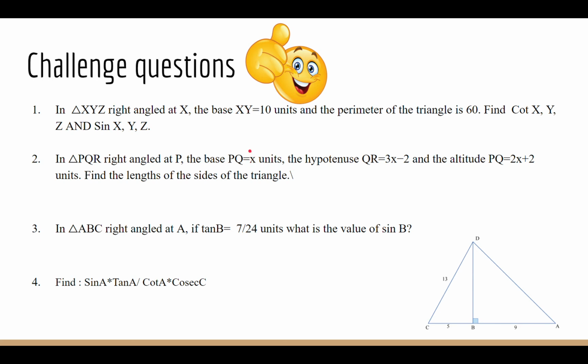So, for example, if x is 5, I haven't worked it out right now, but for example, if x is 5, the base is 5, QR is 15 minus 2, which is 13, and the altitude is 12. So this is just an example. These aren't the exact values or the answer. I just gave you an example to show you how you will be working out this question.